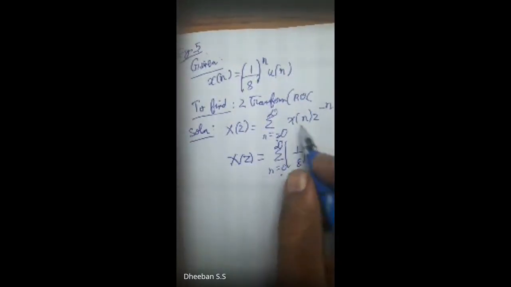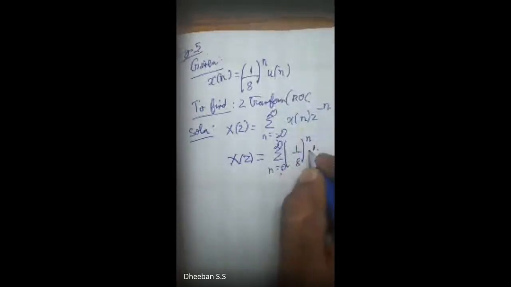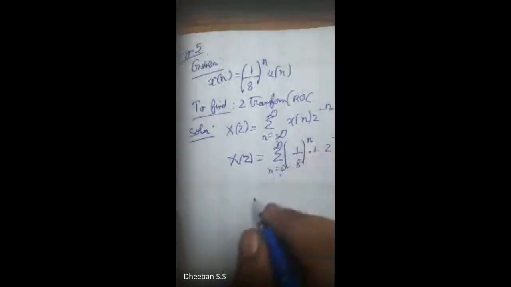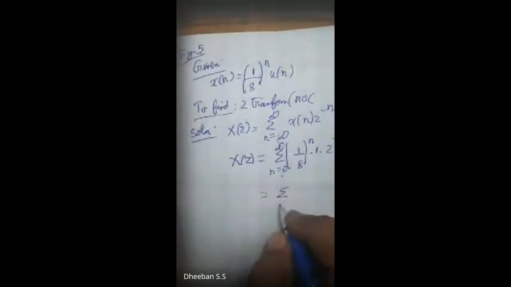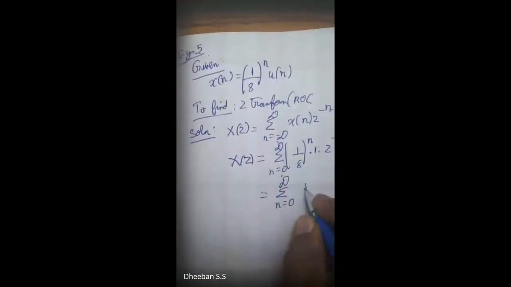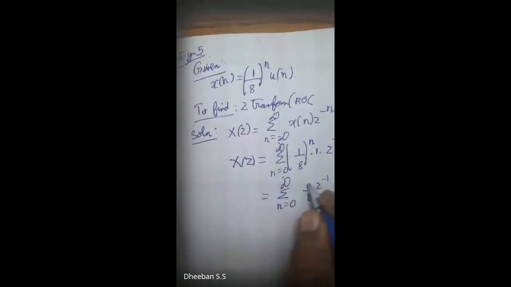1 by 8 the whole power n. So u of n will become 1, into z power minus n. Now, since n is there, we can take it common: summation n equals 0 to infinity of 1 by 8 z power minus 1, the whole power n.